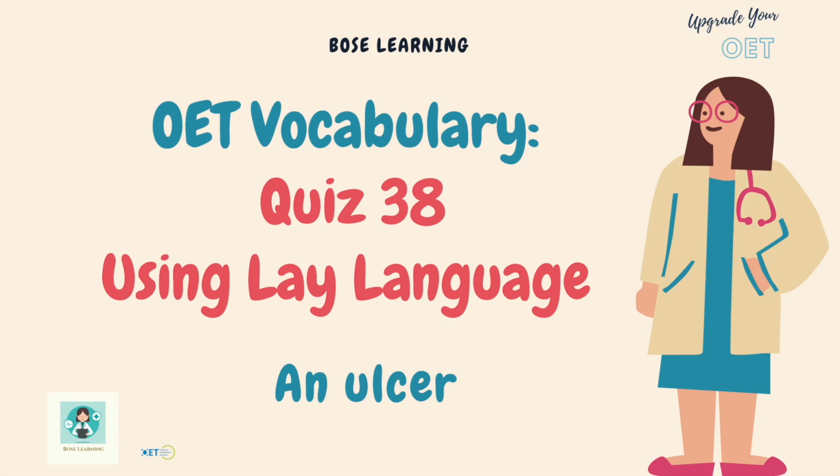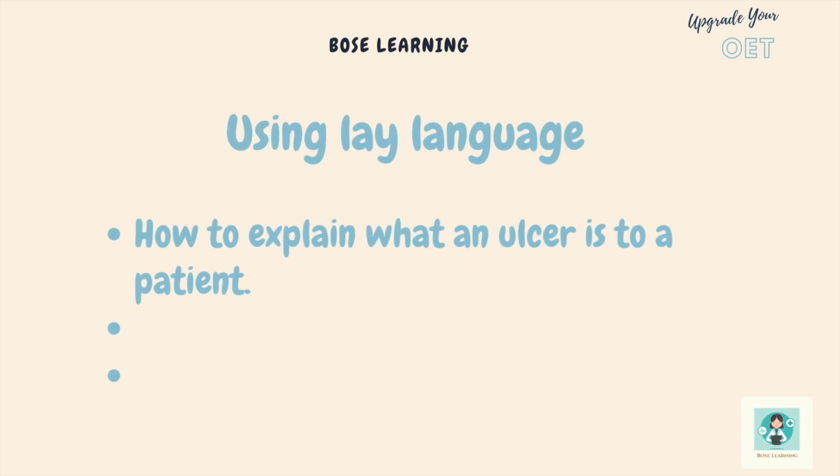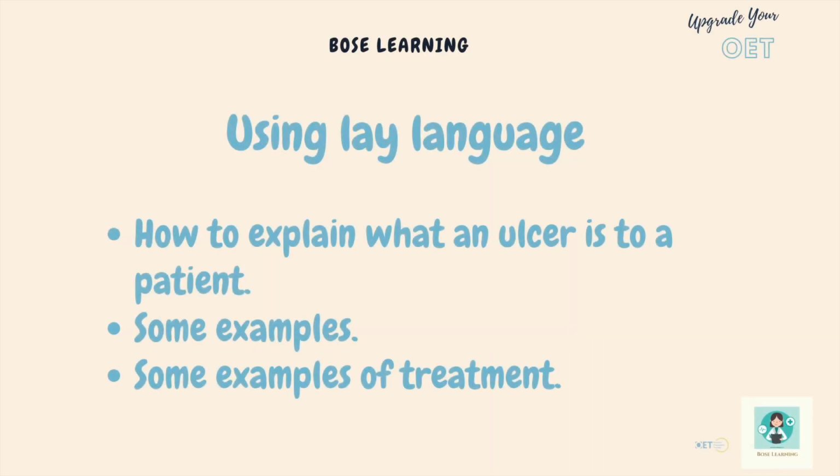This time we're going to be looking at how to explain what an ulcer is using lay language. Remember, that's so important for your OET because you have to explain things in the speaking subtest using everyday lay language that's not medical, but that is easily understandable by your average person. So in this lesson, we're going to take a look at what an ulcer is and how you can explain that to a patient. We'll look at some common examples and of course we'll look at some treatment.